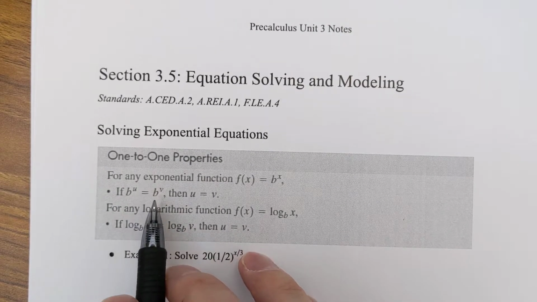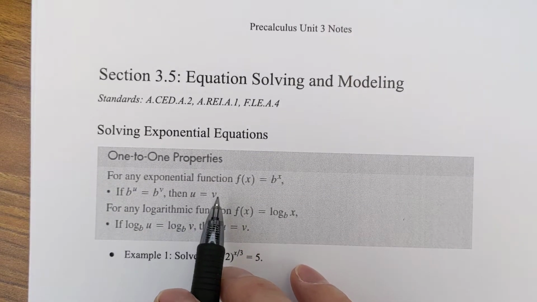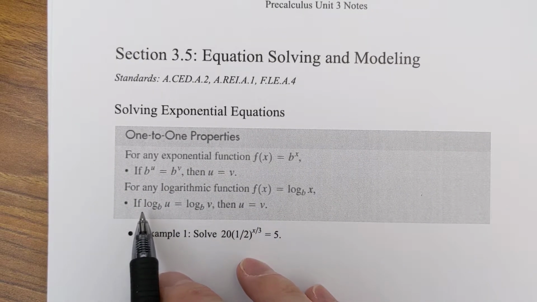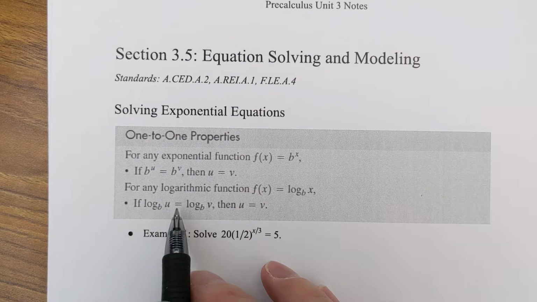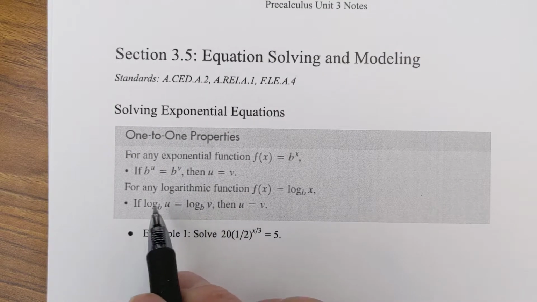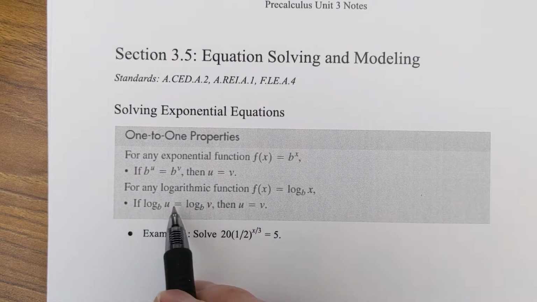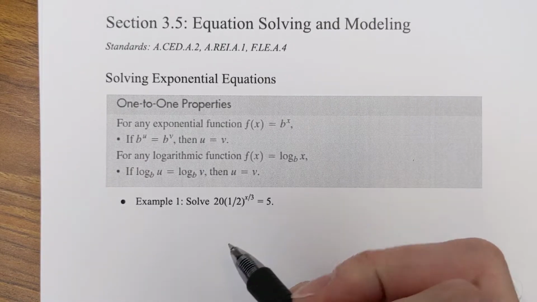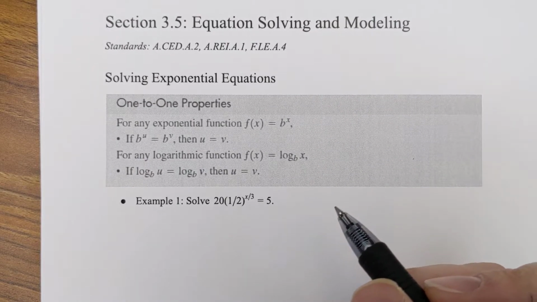So if b to the u is equal to b to the v, then the two exponents must be equal, assuming you have the same base. For the logarithm, the same thing is true. If log base b of u is equal to log base b of v, then u and v have to be equal, because they're technically operations. So if you're doing the same operation on two numbers and you get the same thing, the numbers originally had to be the same. So here is algebraically how it solves.